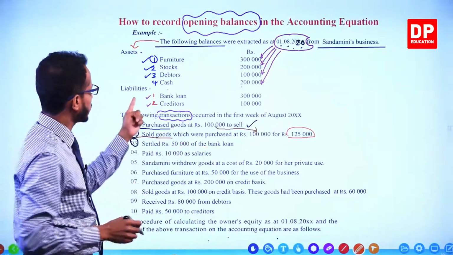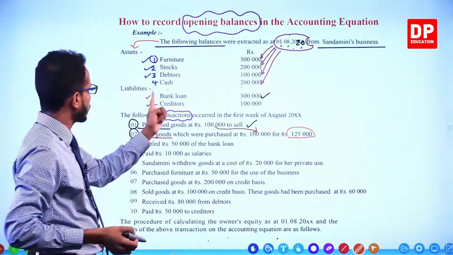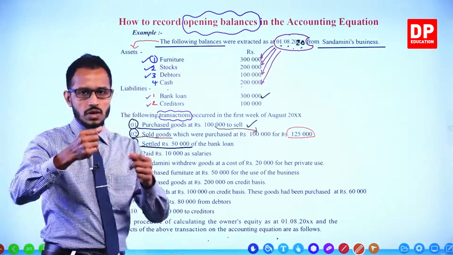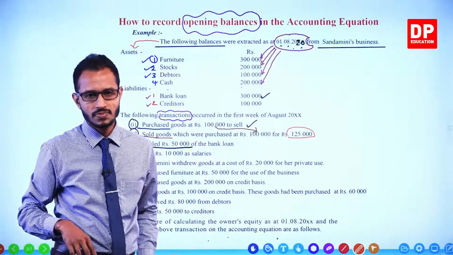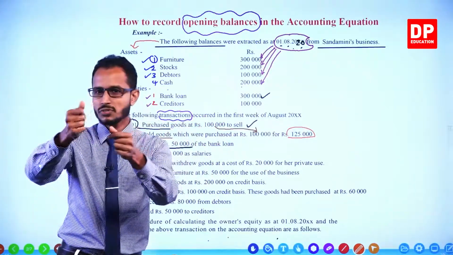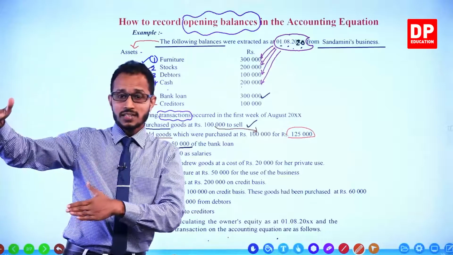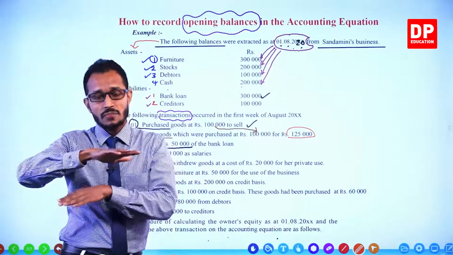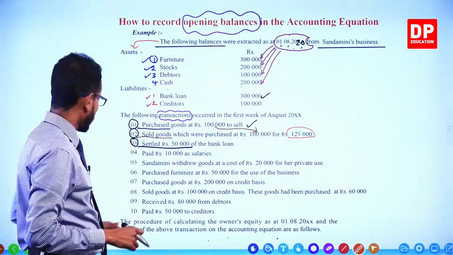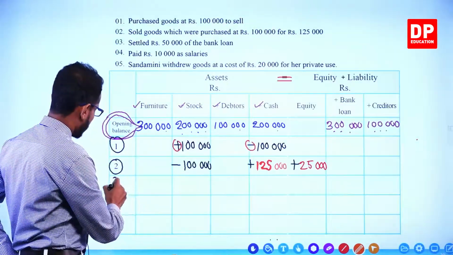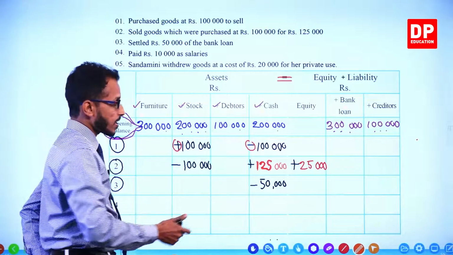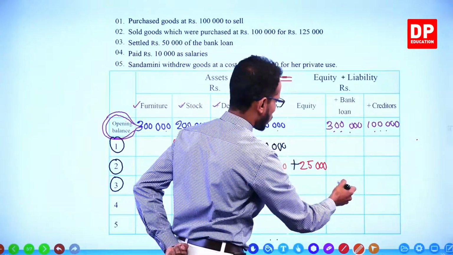Settle 50,000 of the bank loan. See, there's a bank loan here, and out of that bank loan of 300,000, we settled 50,000. Settled means, children, we pay off the bank loan. In this case, cash of 50,000 goes out, and the liability decreases because we are decreasing the bank loan amount by paying little by little. Third transaction: 50,000 goes out, which means cash decreases. At the same time, liability also decreases, the bank loan liability.